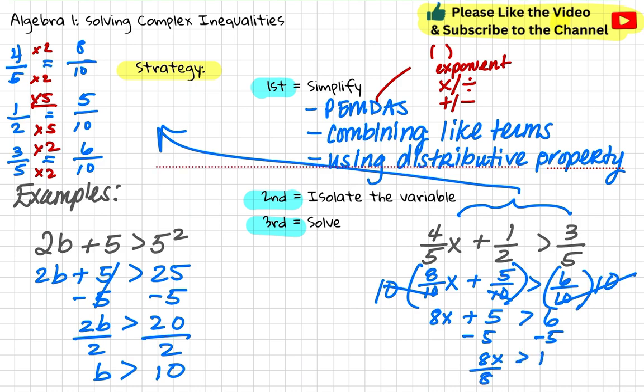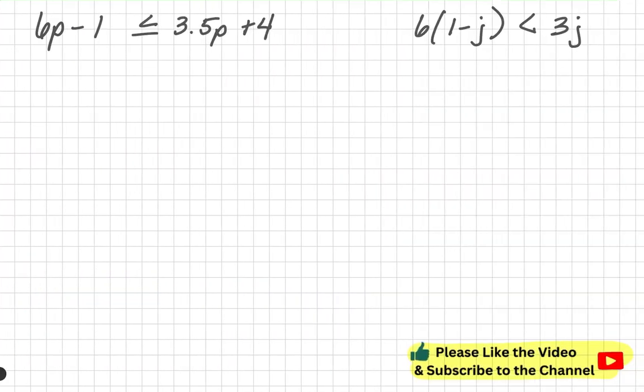And then divide by 8 on both sides. I'll just put here that then the answer is going to be x is greater than 1. So as you can see in both of these examples, this one more than this one, they are complex. But again, first we simplify, then we isolate, and then we solve. Okay, I have 2 more examples here.